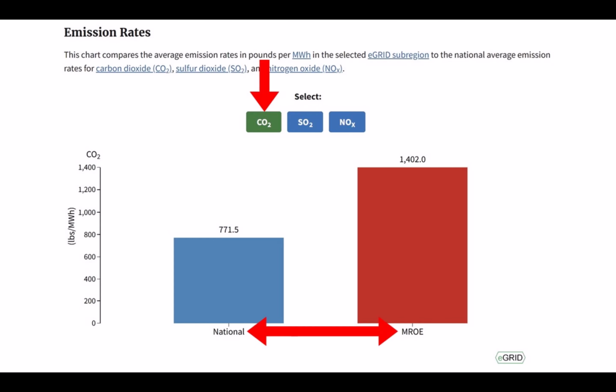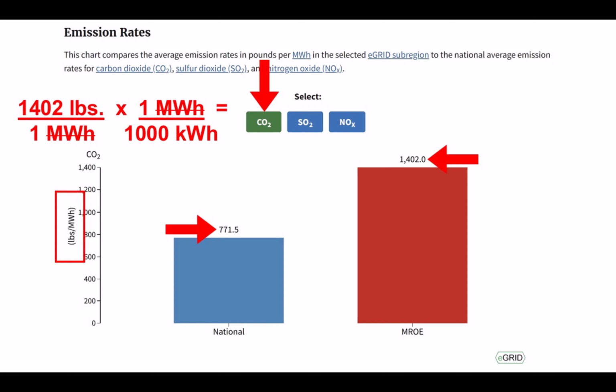The bar graph will display your region's CO2 emissions in comparison to the national average. In my region, it's close to double the national average. Note the CO2 emissions rate is provided in pounds of carbon dioxide per megawatt hour. You need to convert this to kilowatt hours, a much more standard usable unit. Divide your region's pounds of CO2 emissions per megawatt hour by 1,000 to convert it to kilowatt hours.